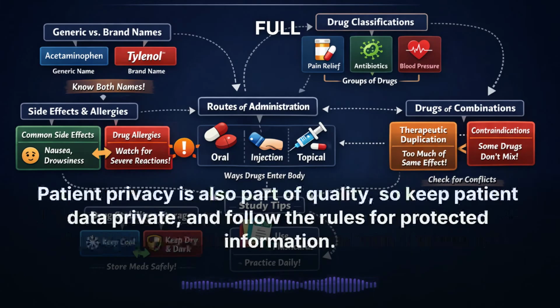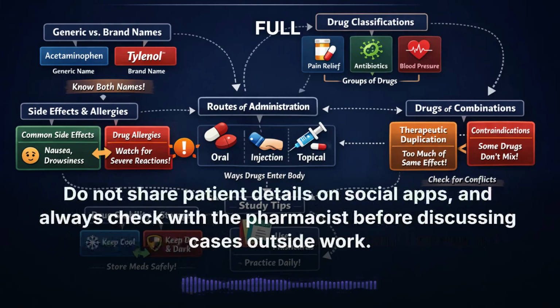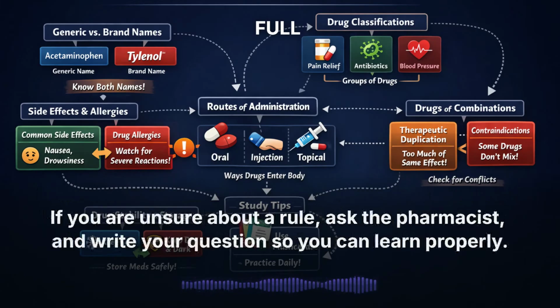Patient privacy is also part of quality, so keep patient data private and follow the rules for protected information. Do not share patient details on social apps, and always check with the pharmacist before discussing cases outside work. If you are unsure about a rule, ask the pharmacist and write your question so you can learn properly.